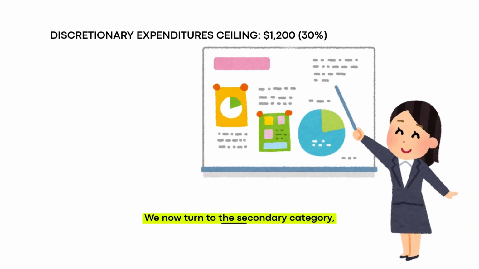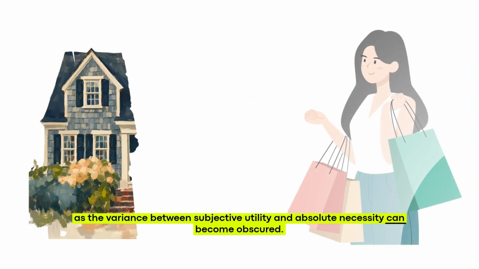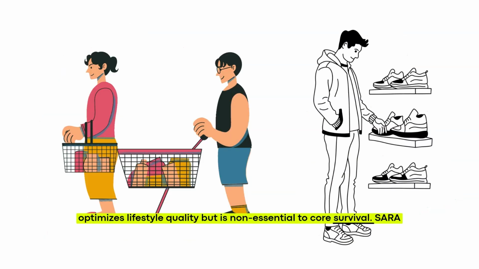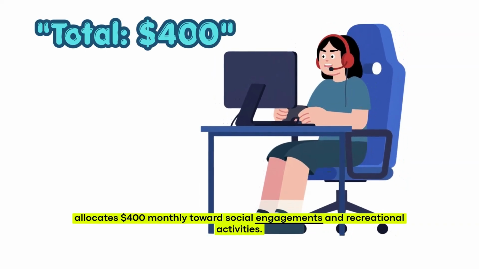We now turn to the secondary category, the 30% allocation for discretionary expenditures. This is historically where tracking errors manifest, as the variance between subjective utility and absolute necessity can become obscured. In this model, we define discretionary spend as any capital allocation that optimizes lifestyle quality but is non-essential to core survival. Sarah allocates $400 monthly toward social engagements and recreational activities.